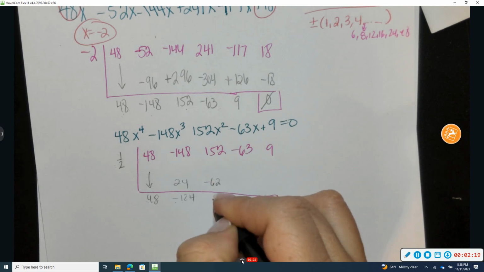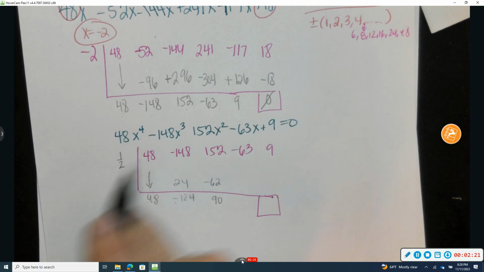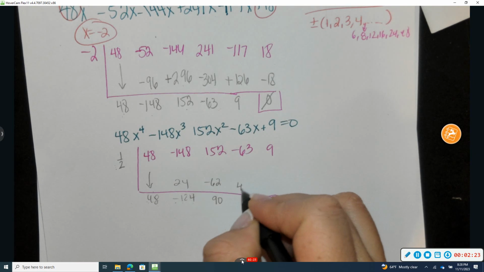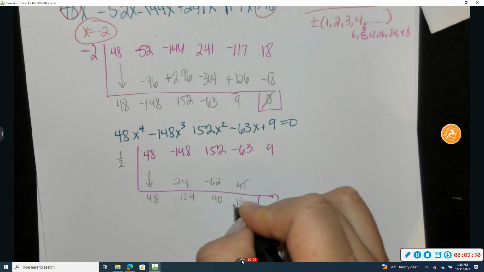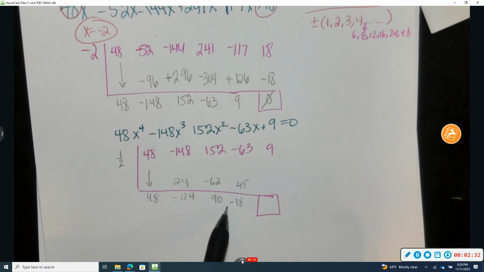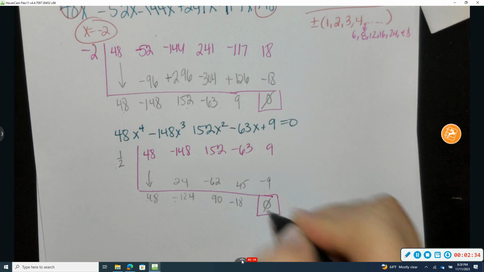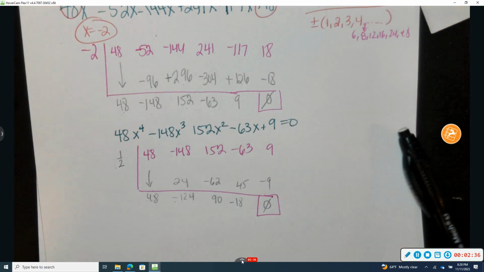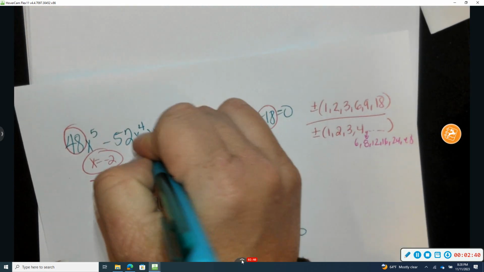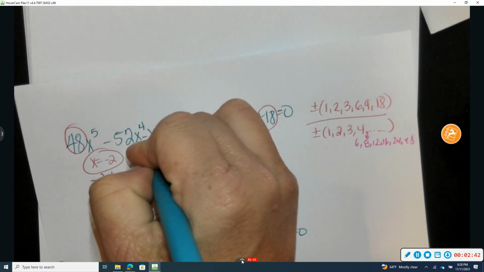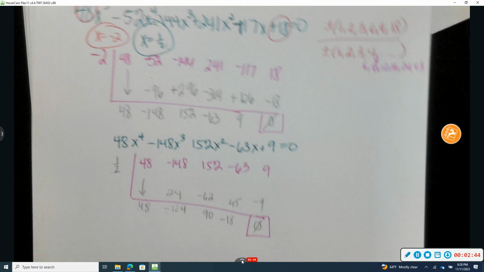And the difference here is going to be 90. It's a positive. Half of 90 is 45. Now the difference between 63 minus 45 is 18, and it's negative. And half of -18 is -9, and it works. Wonderful, wonderful, wonderful. So I have another one I can come up here and identify. X equals positive 1/2.